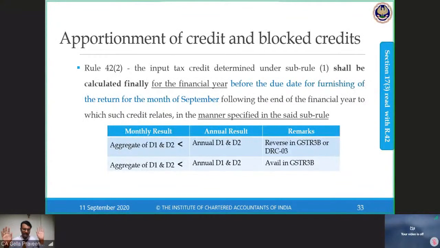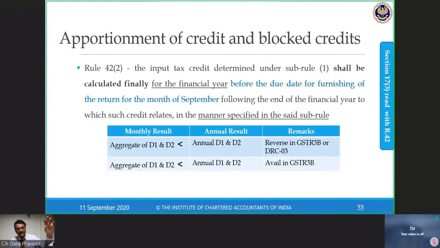Sir, I have done that. What should I do next? Compare your annual result, compare your monthly results. My aggregate of monthly results, my D1, D2 is ITC which I have reversed. Sir, if I have monthly reversal of D1, D2 which is less than annual reversal, means when I did the annual calculation, I got a result, you have to reverse 100 rupees. But month on month I have reversed which has come to 80 rupees.